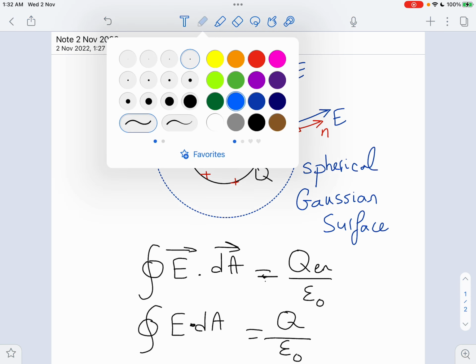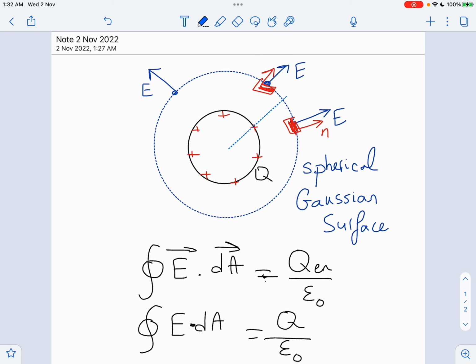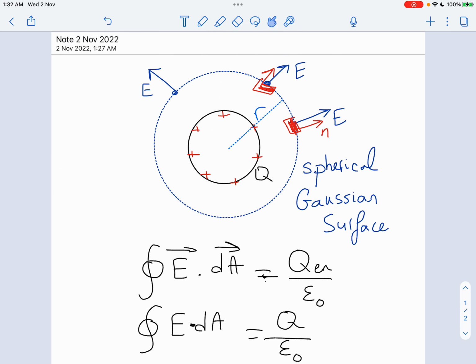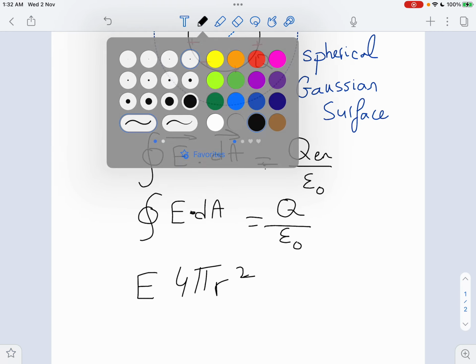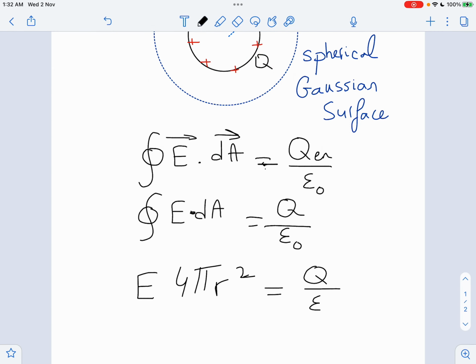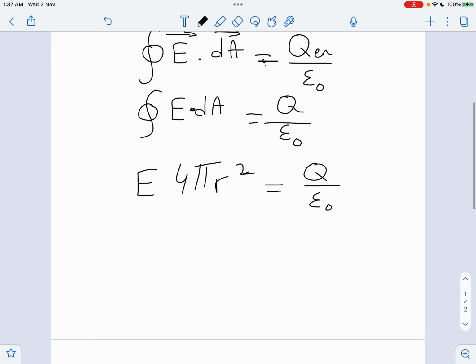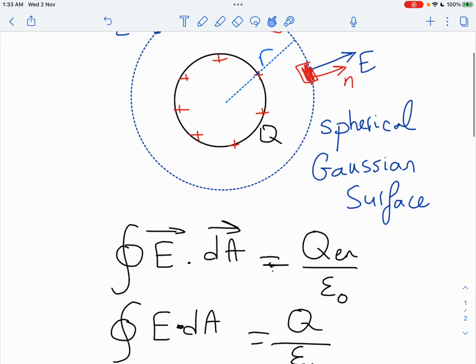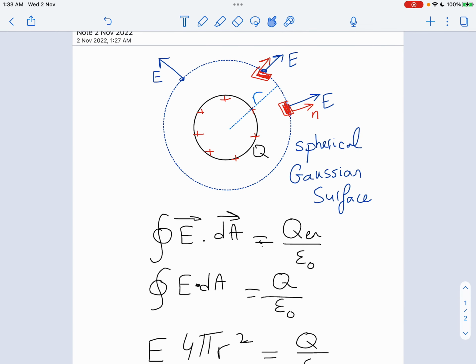So let's draw this r. It's from the center to that Gaussian surface. This is r. 4 pi r squared times E is Q enclosed, or Q in that case, over epsilon 0. So E becomes Q over 4 pi epsilon 0 r squared, which is KQ over r squared. And that's why we say that the conducting sphere behaves as a point charge when we want to find the electric field outside it.